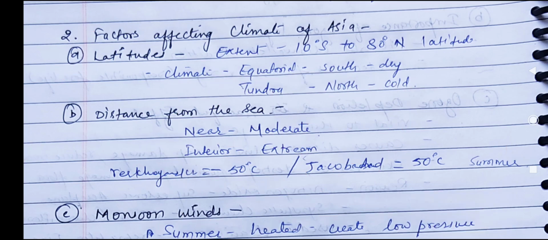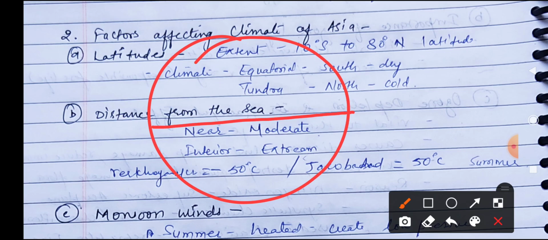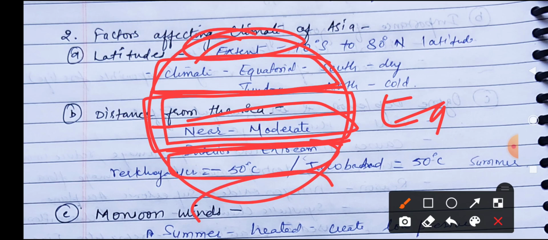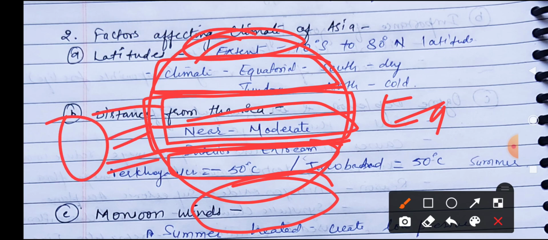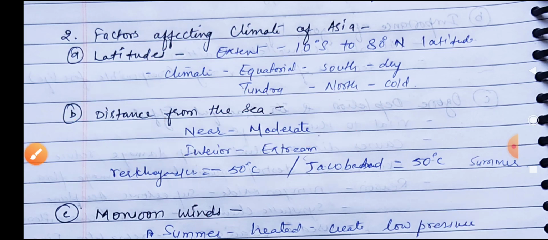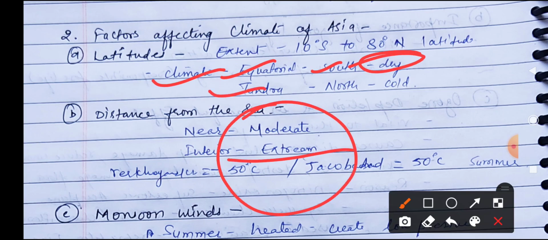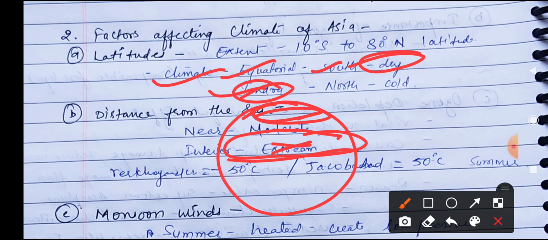Now first of all, let me explain the latitudes. On the earth, there is the equator, then the tropic of Cancer and the tropic of Capricorn. This is the torrid zone, meaning the hot area, and this is the temperate zone on both sides, and here it is extreme cold. Why? Because here the sun's rays are direct, and here they are slanting. This is the importance of latitudes, and we know that Asia extends over the maximum of the northern latitudes. That's why the climate is equatorial in the south, dry in between, and tundra in the north. Asia experiences a dry climate in the southern part, equatorial type of climate, and here in the north it experiences tundra type of climate.